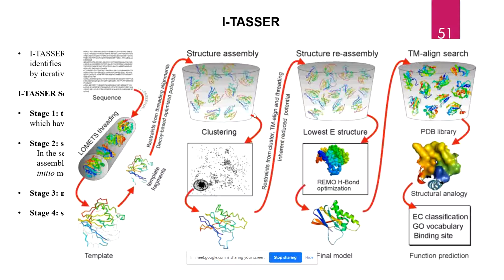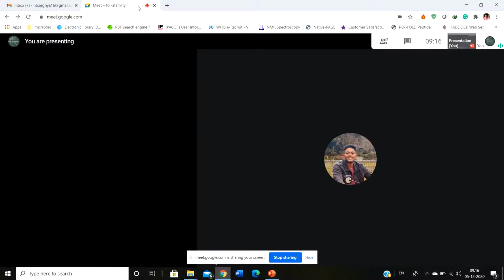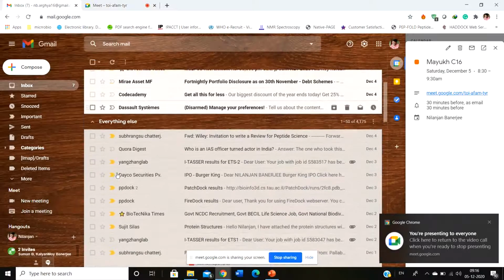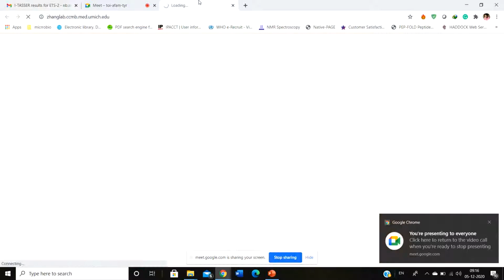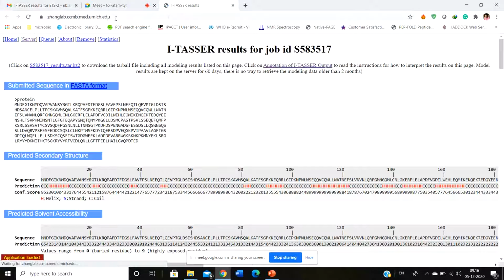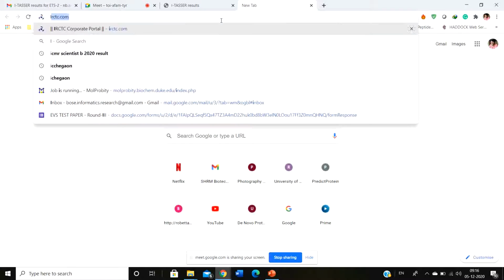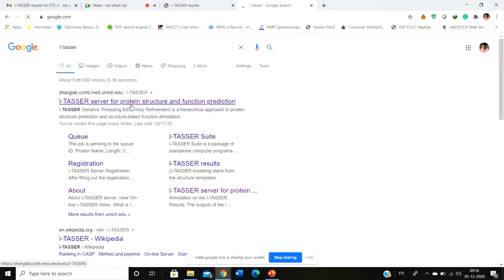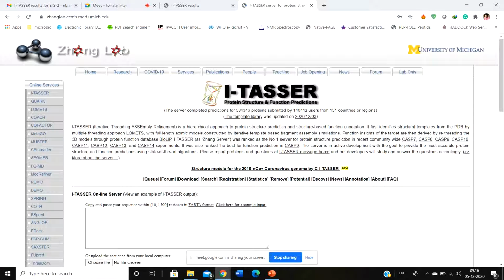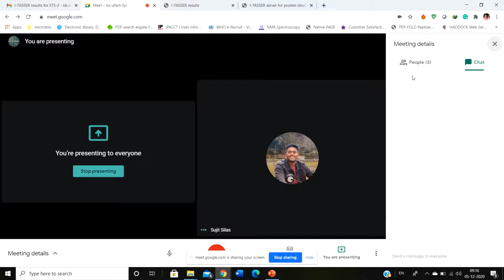Okay, so let's take a look at I-TASSER now. But one thing, let me send you the I-TASSER link. I-TASSER is academically free, but it is not free for everyone. You have to have an institutional email ID. Do you have one?